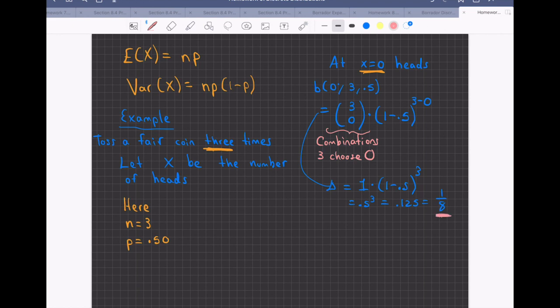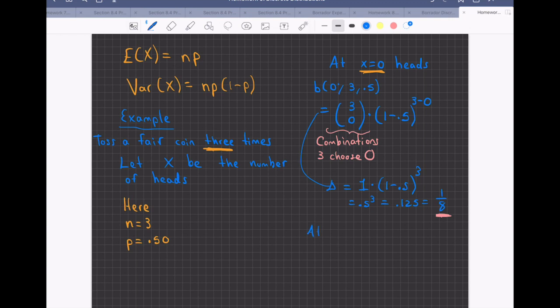So how can we interpret this? The probability that we observe 0 heads when tossing a coin 3 times, a fair coin 3 times, is what? 1 over 8. Probability of observing 0 heads when tossing a coin 3 times is 1 over 8.